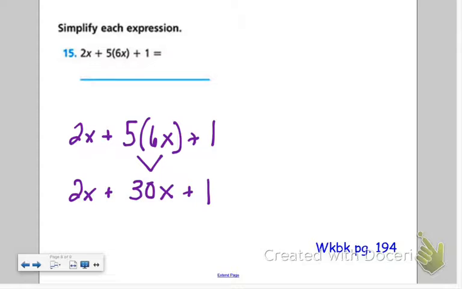And next I'm going to combine my like terms. I can put 2x and 30x together, and that's going to give me 32x. And the 1, just bringing it along for the ride. I can't do anything with it. I can't combine it because it doesn't have a variable raised to the same power, just like the 32x. So it's separate.